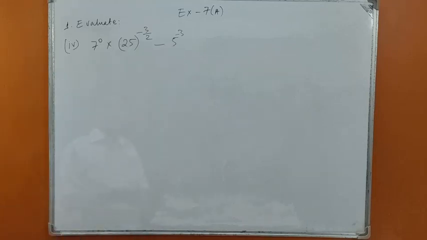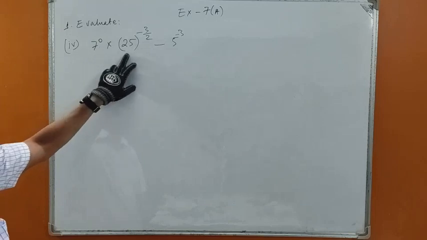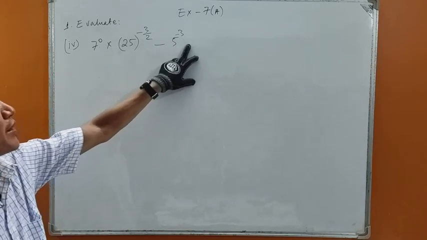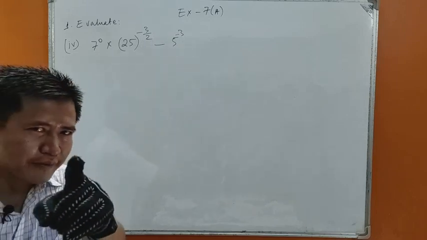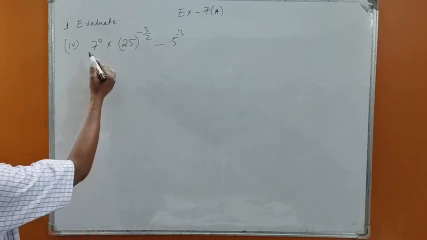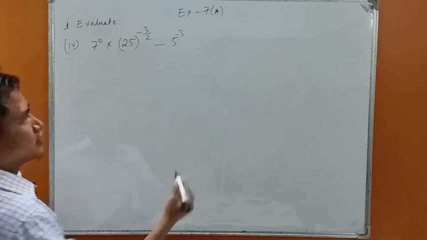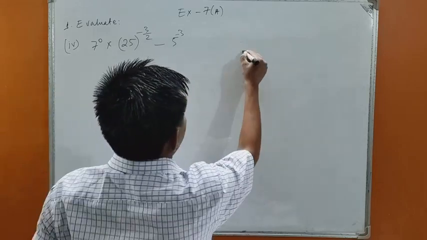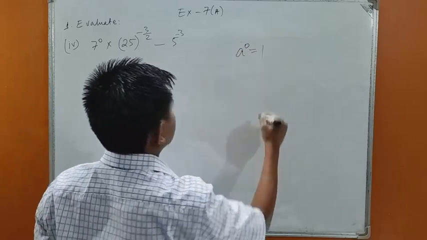We have 7 to the power 0 into 25 to the power minus 3 upon 2 minus 5 to the power minus 3. We must be very careful with the sign, okay? So 7 to the power 0 means 1, isn't it? Anything to the power 0 is 1. I told you earlier in the rule, a to the power 0 equals 1.